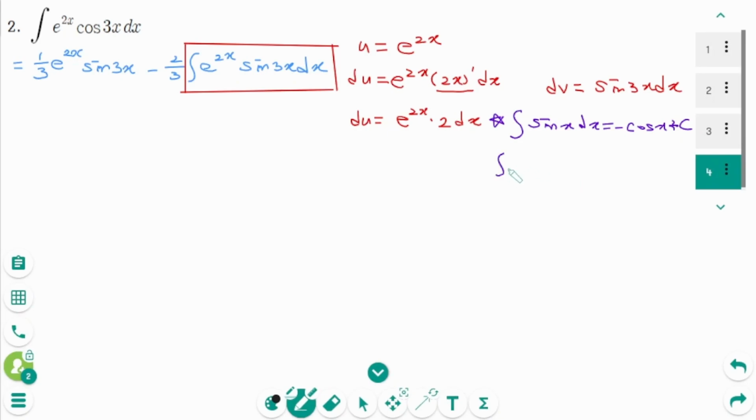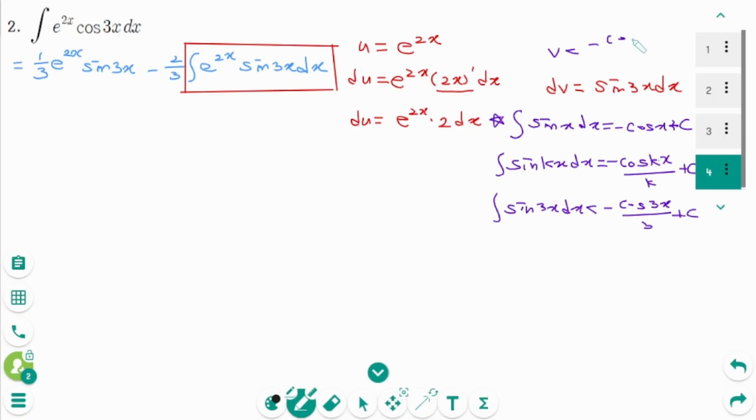Then the integral of sine kx dx equals minus cosine kx over k plus c. So the integral of sine 3x dx equals minus cosine 3x over 3 plus c. Then v equals minus cosine 3x over 3. Now back to the original.